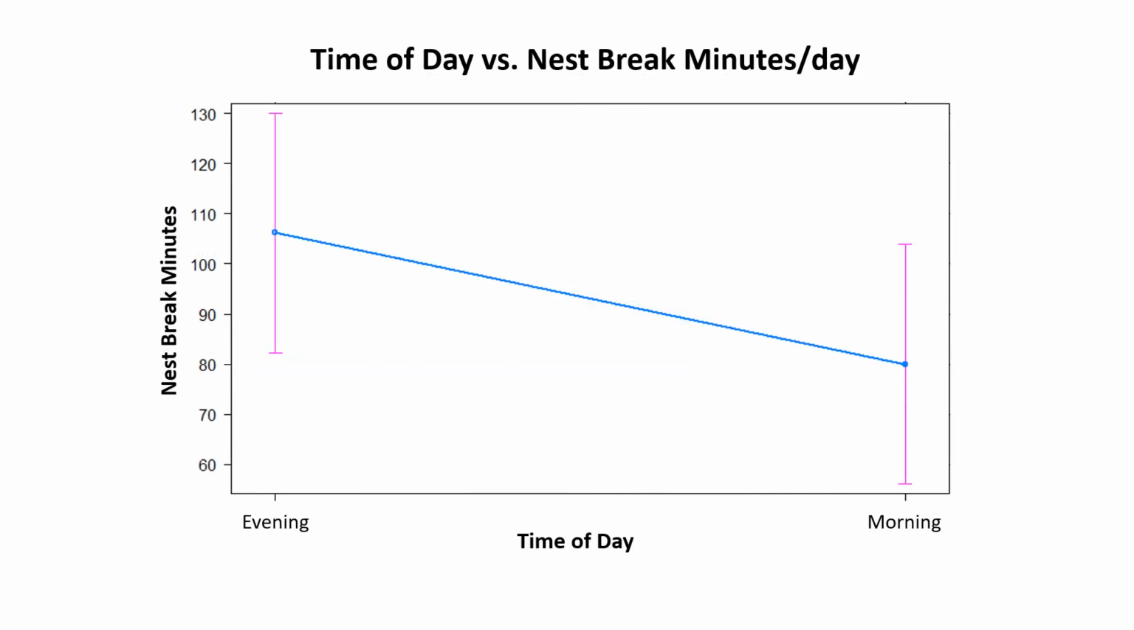While recording data, I noticed that evening breaks were consistently longer than morning breaks, so we ran a regression to see if there was a significant difference. Evening breaks averaged about 100 minutes, while the morning breaks often averaged only 75 minutes.